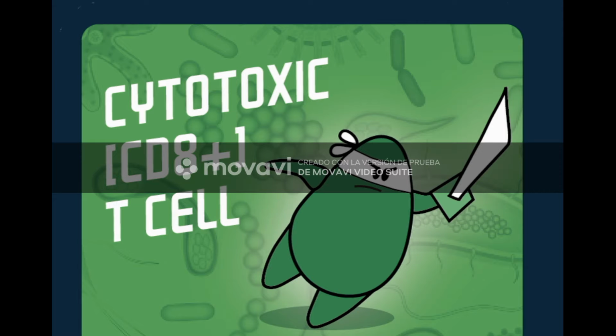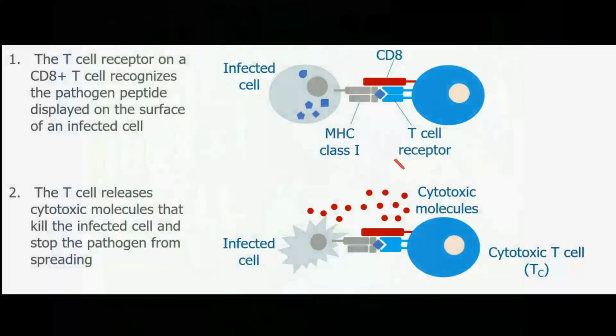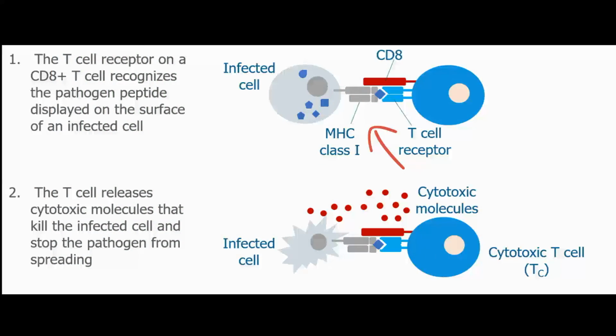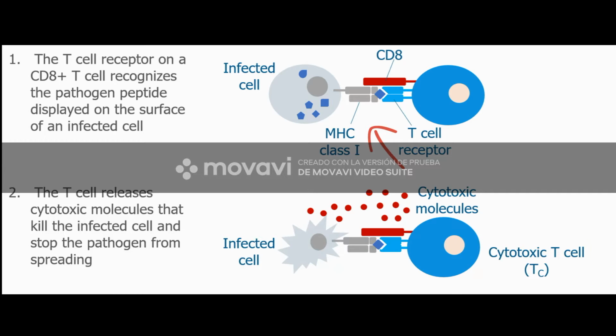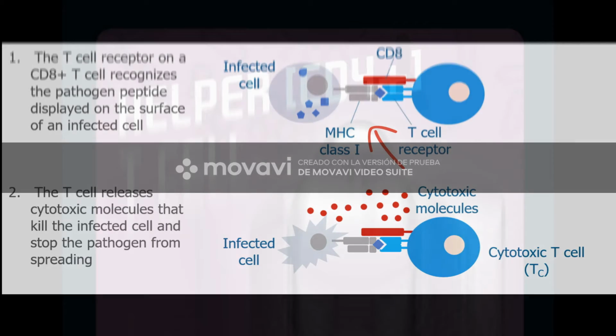This co-receptor partners with the T cell receptor and MHC class I molecules to form a sort of bridge. This bridge allows the cell to recognize if the other cell is infected. If so, it will secrete perforin to kill the cell, avoiding the spread of the pathogen.